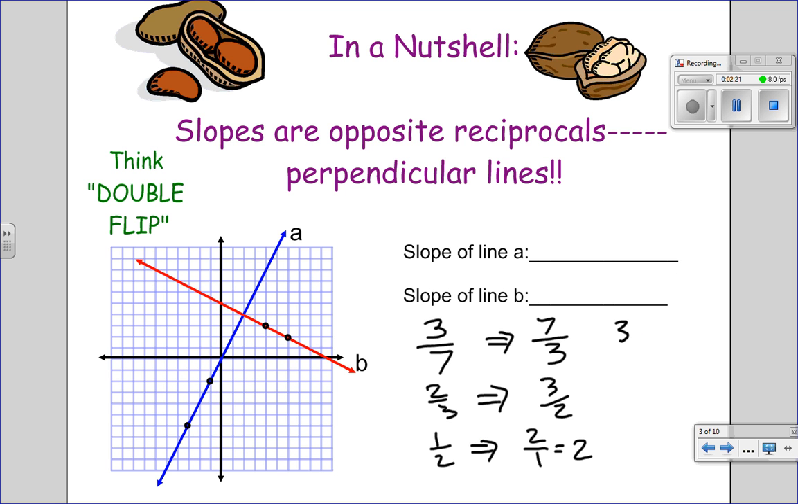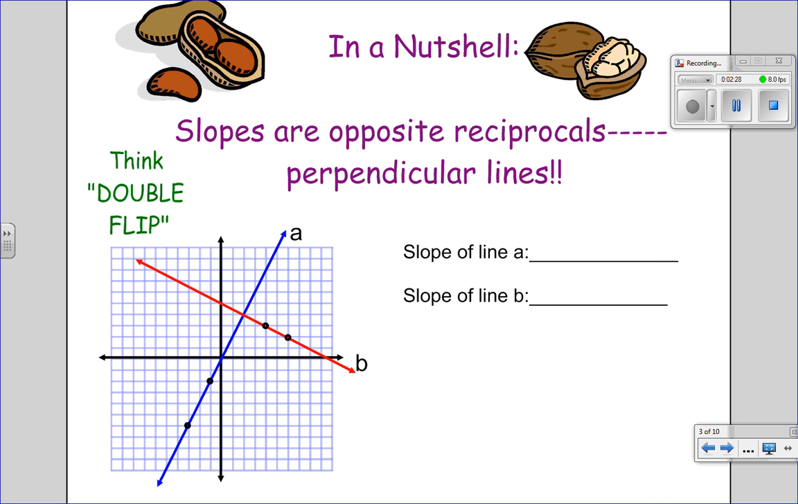And finally, for the number 3, its reciprocal would be 1 over 3, because 3 can be rewritten as 3 over 1. That's how we find the reciprocal, but it also has to be the opposite reciprocal, so we need to make it negative. So if you have 2 over 3, the opposite reciprocal would be -3 over 2.